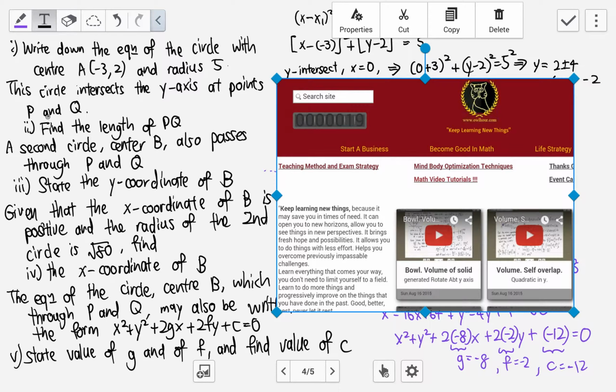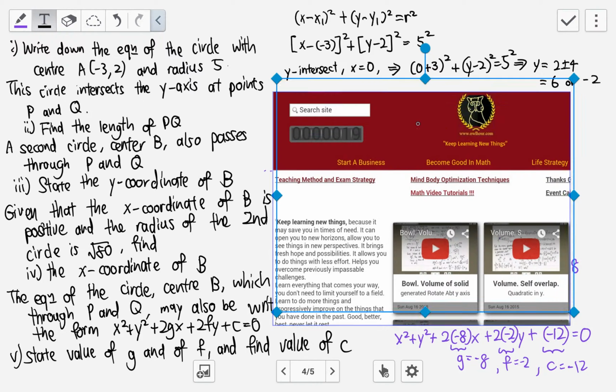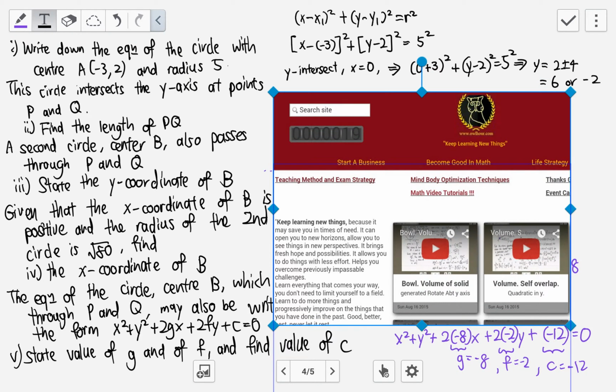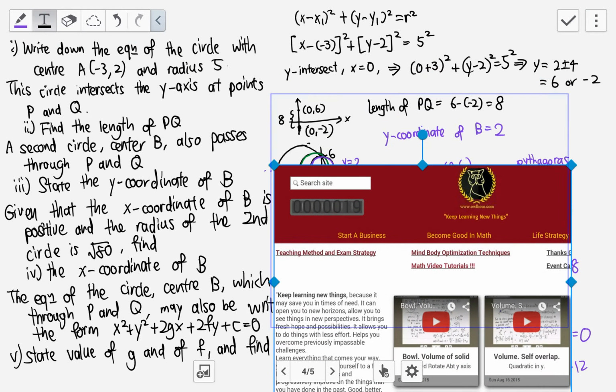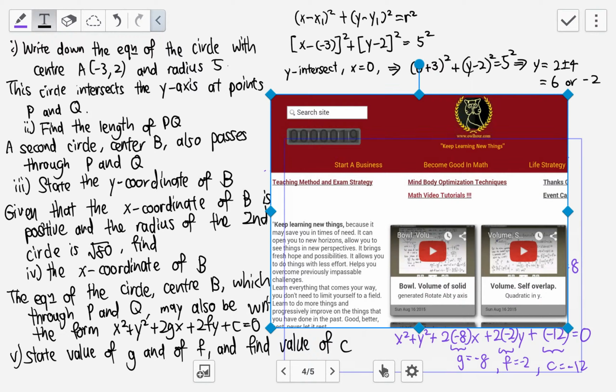The next part of the question asks you to find the length of PQ, and they say that PQ is where the circle intersects the y-axis, which means the y-intercept of the circle. Since they are on the y-axis, x must be equal to 0. So you substitute x equals 0 into the equation.